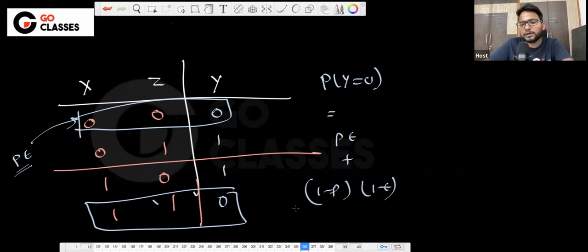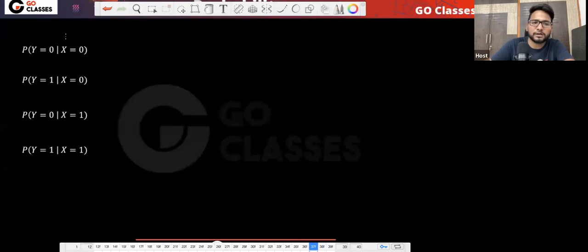Okay. Now let's just solve some more questions here. Suppose they are asking some conditional distribution. Given that X equal to 0, what is the probability of Y equal to 0? Suppose these kind of questions they are asking, right? Can you solve this question?